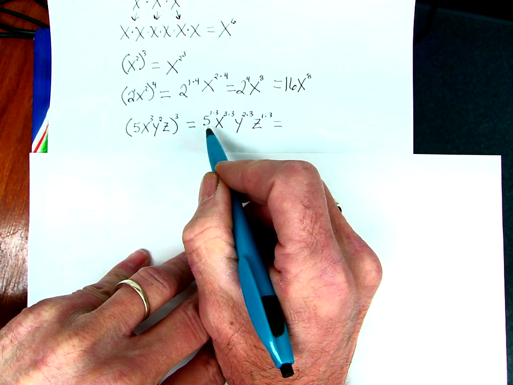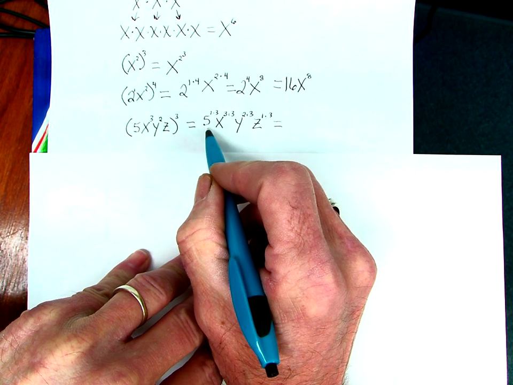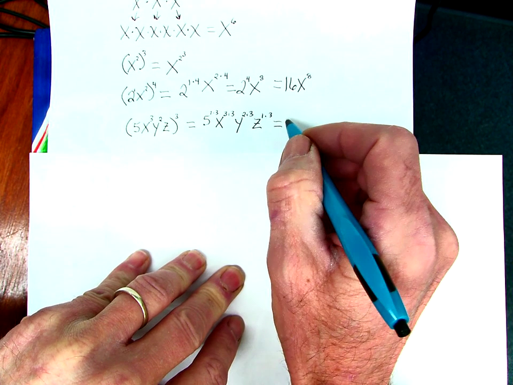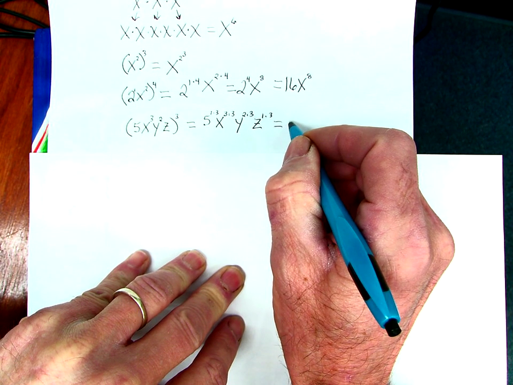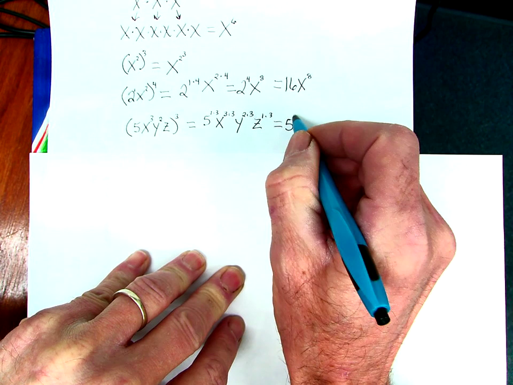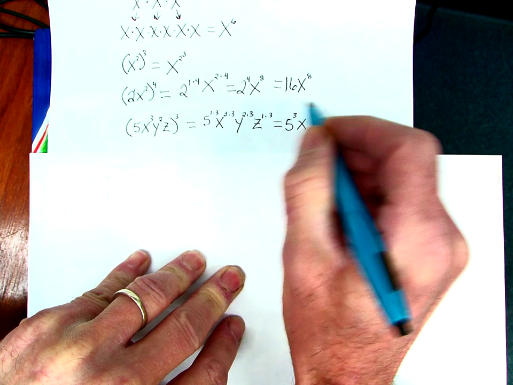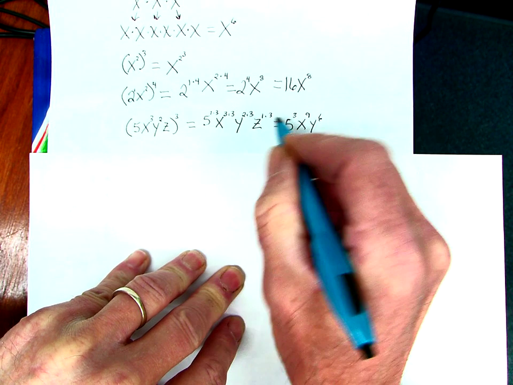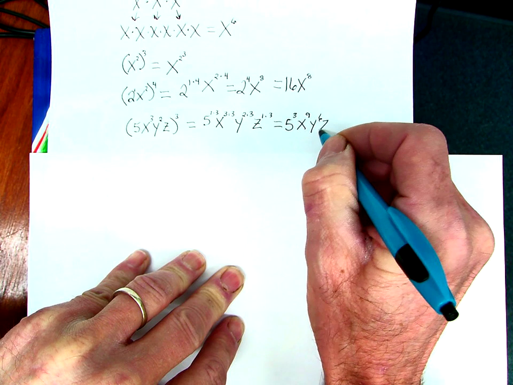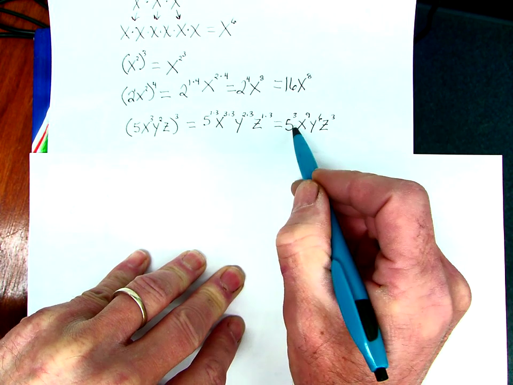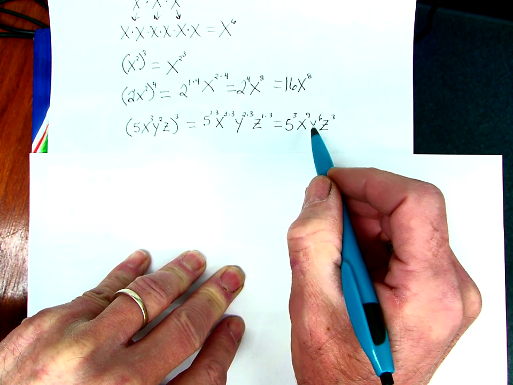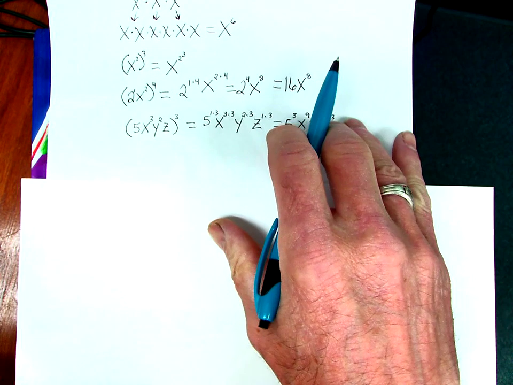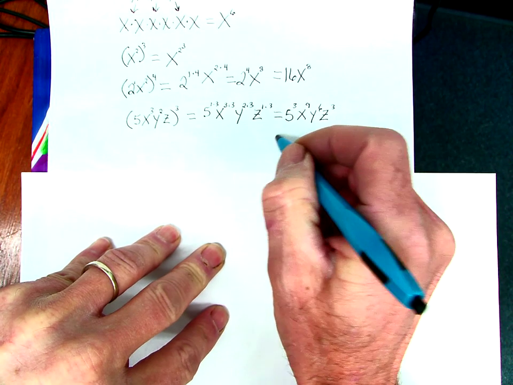It's like regrouping. We're just organizing our operations here. So we analyze, organize, and now simplify. 1 times 3 is 3. 3 times 3 is 9. 2 times 3 is 6. 1 times 3 is 3. So the answer is 5 to the 3rd power, x to the 9th, y to the 6th, z to the 3rd. We can take this one step farther by completing this.